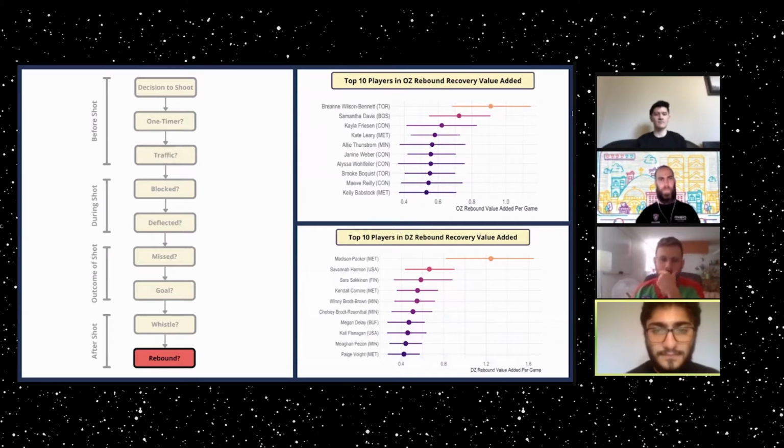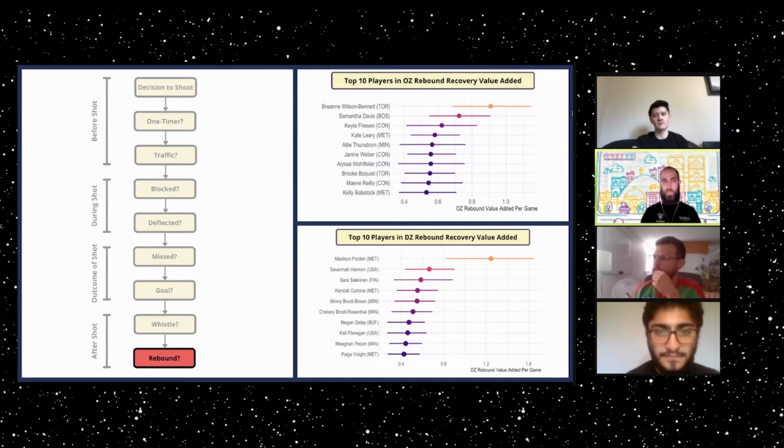So next we'll look into rebound recoveries, and just to be clear, it's all about recoveries, not rebound creation from the shooters. So it's all about, once again, the time and space context where those recoveries are made. And here we have some pretty obvious results, honestly: your top 10 offensively are mainly forwards, which makes sense. Those are the players close to the net. And your top 10 defensively are mainly defenders, which also makes sense. Except for Madison Packer.